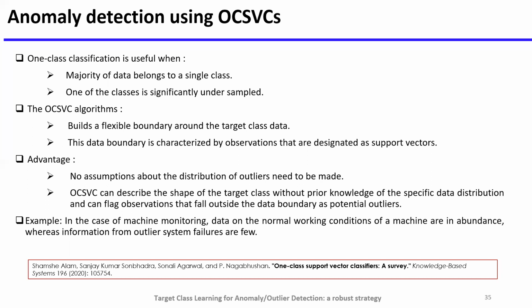And the advantage, yes, we will not assume any distribution except the Gaussian one. If it is not, we have some solutions to change the distribution to Gaussian in nature, and we can work upon. So the best example that we have not seen so far: in case of machine monitoring, data on the working condition of a machine are huge in nature, whereas the information about outlier system failure is few. So how to cope up with the situation?